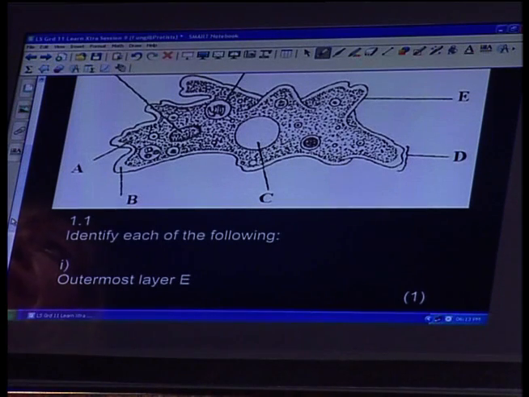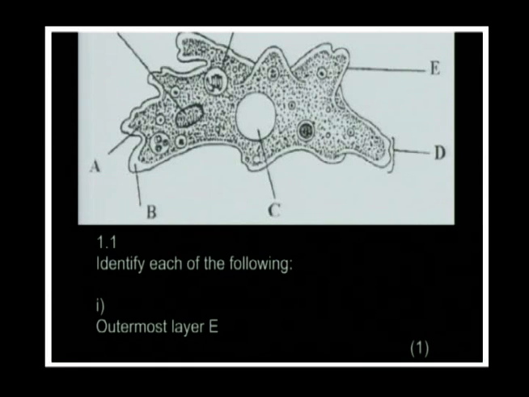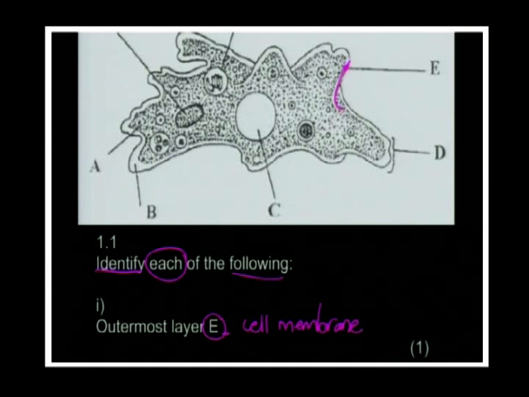We're now going to look at some examples of different questions that you may be asked on this section. Question 1 deals with the amoeba. We're given a diagram and asked a number of questions based on this diagram. First question, identify each of the following. Firstly, outermost layer E, there it is. Okay, from what I can see, they're actually pointing to the line there. So E is going to be the cell membrane, or remember the correct term for it, the plasmalemma.